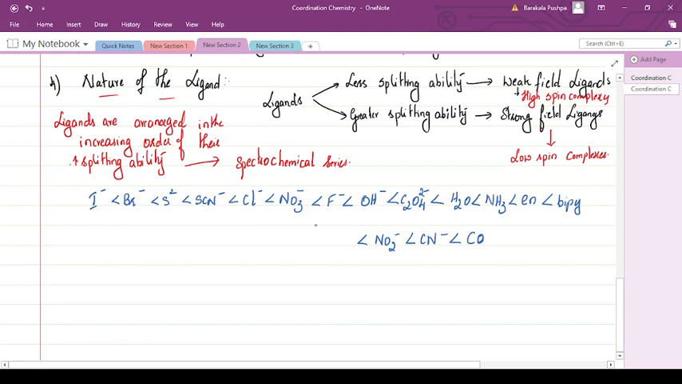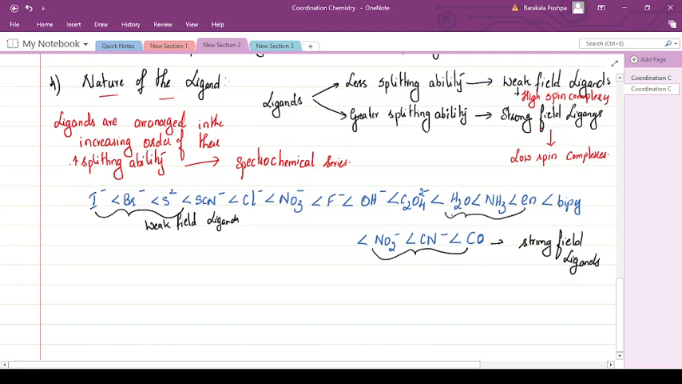Okay, so the ligands are arranged in the increasing order of their splitting ability. That means these ligands have high splitting ability, greater splitting ability, so they are called strong field ligands. And these are weak field ligands. And there are some ligands which are intermediate, called intermediate field strength ligands.